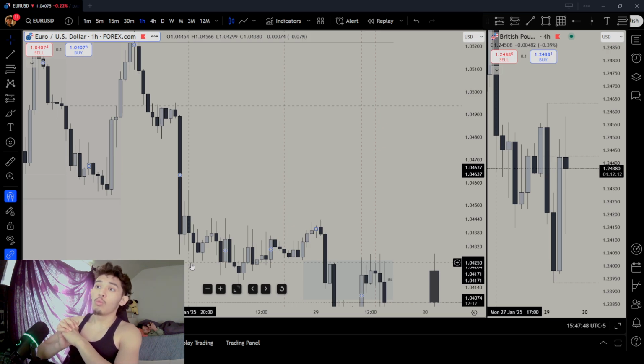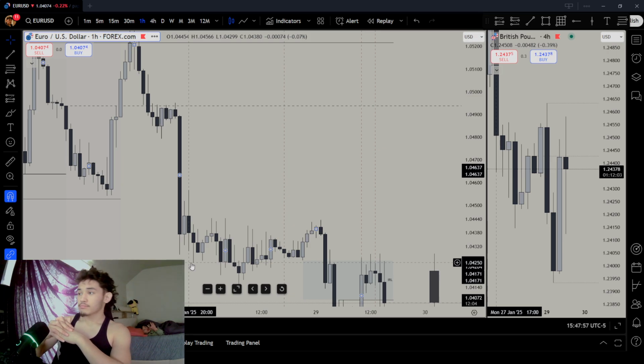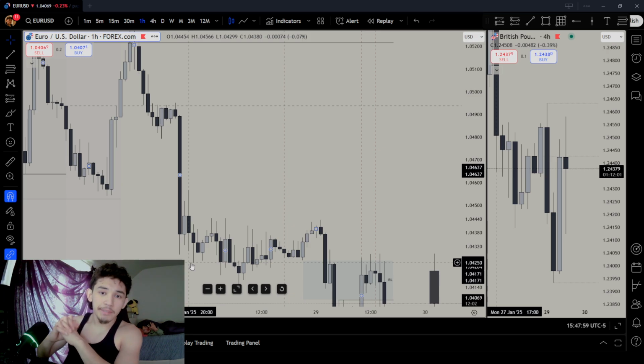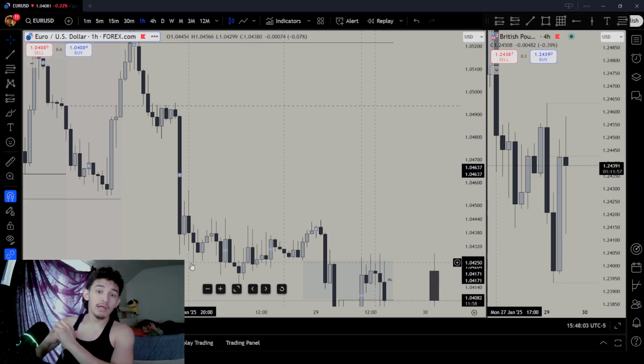This is how you know when not to trade the London session. You could reverse engineer this for the New York session if you want to, but it's a little bit different in New York. This is specifically for the London session. So this is the market condition you're going to want to avoid, and this is how you know when not to trade the London session.